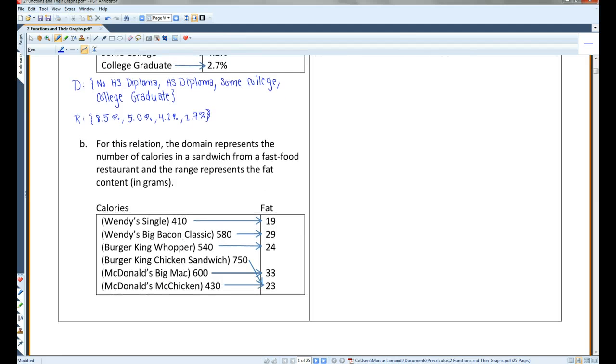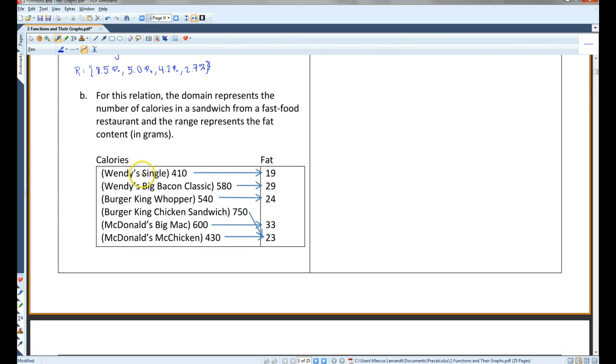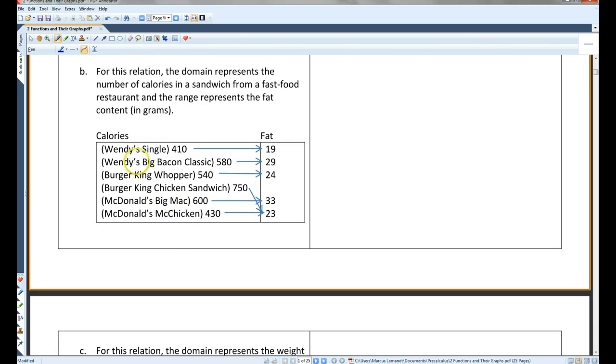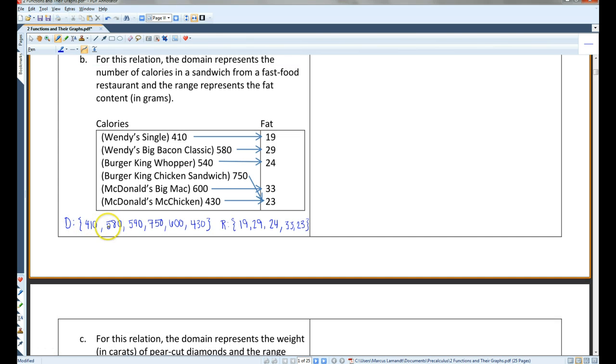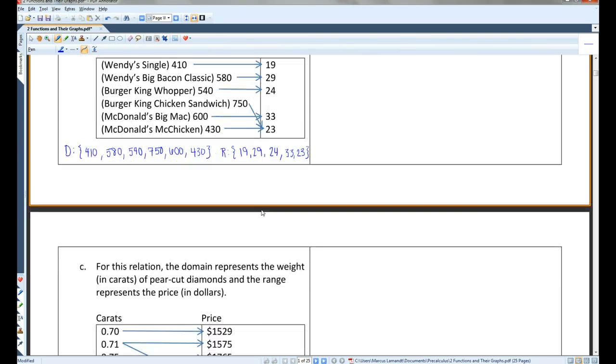For this relation, the domain represents the number of calories in a sandwich from a fast food restaurant, and the range represents the fat content. So we have calories here, we have fat here, and each element in the domain corresponds with exactly one element in the range. So it is in fact a function. I'll go ahead and write the domain and range here. It's kind of split. Hopefully I can fit it. I just wrote down the number of calories for each of the elements in the domain just to make it a little bit shorter. You're welcome to do that if you come across a similar situation.